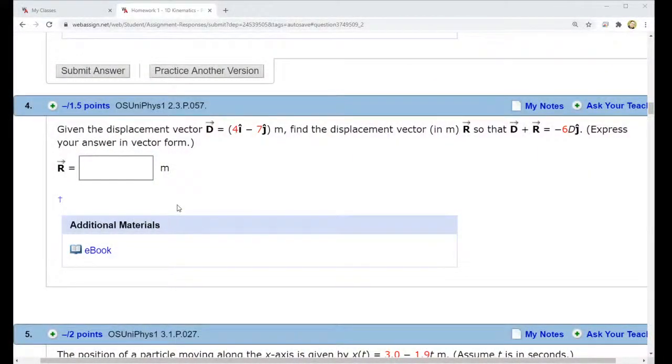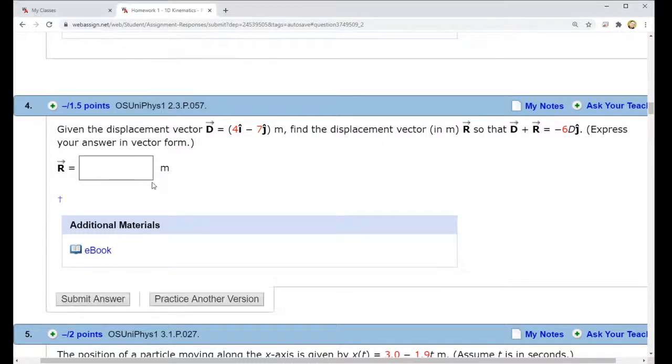So this next problem deals with this way of representing a vector. You've got this displacement vector d, which is 4 i hat minus 7 j hat. Find the displacement vector r so that d plus r equals this other vector, 6 i hat minus 6 j hat. Express your answer in vector form. All right. So let me record this information on my whiteboard here.